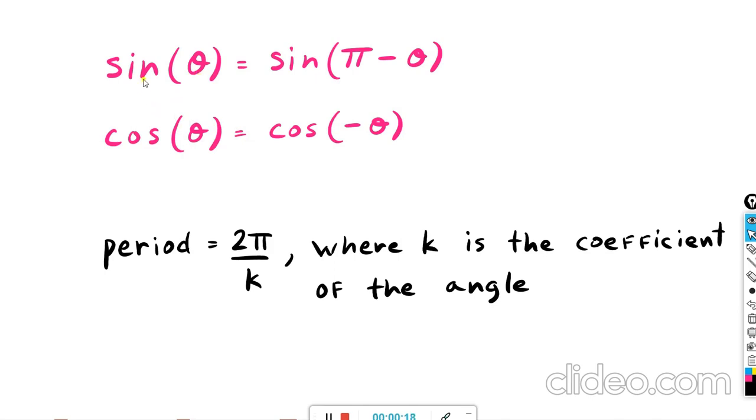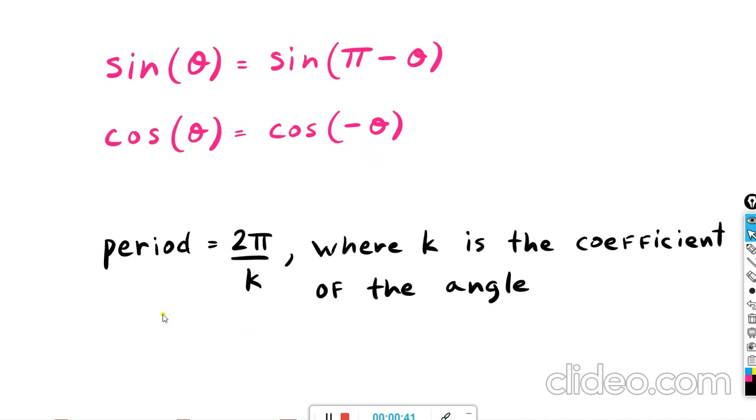And remember that sine of an angle theta equals sine of the angle pi minus theta. I used pi because these problems are going to be in radians. If they were in degrees, this would just be 180. And also the cosine of an angle theta equals the cosine of negative theta. So you just change the sign on the angle.